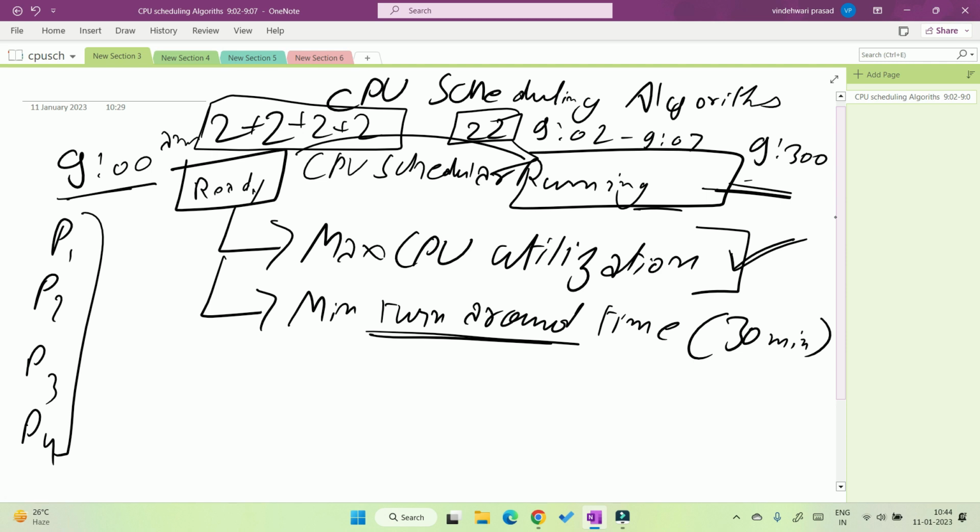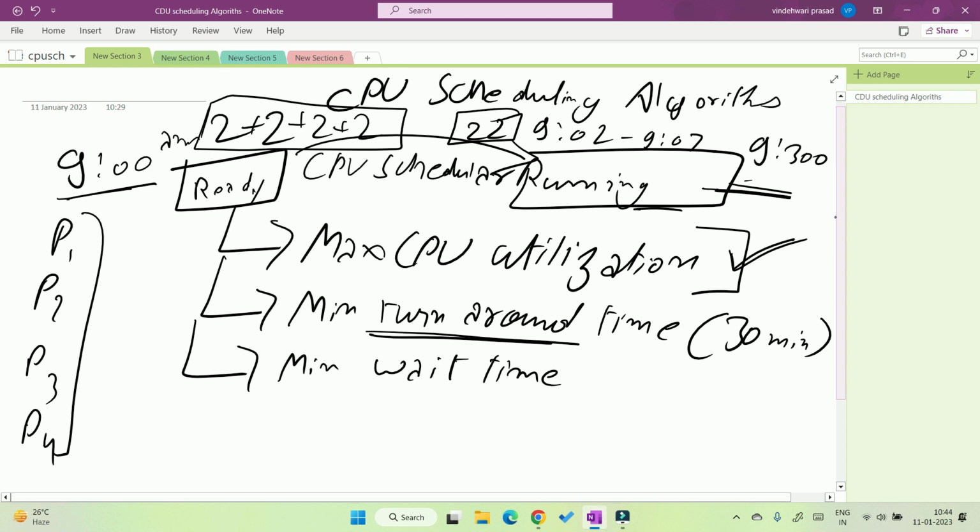Next, minimum wait time. What is wait time here? Within 30 minutes the CPU only worked for 22 minutes, and 8 minutes were spent in the ready queue. Ready queue time is known as wait time, where the process does not do any work and is just waiting to get its chance. So 8 minutes is the waiting time, and this has to be a minimum.